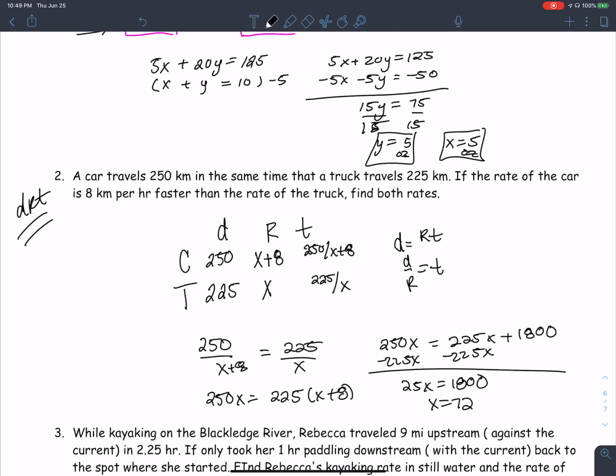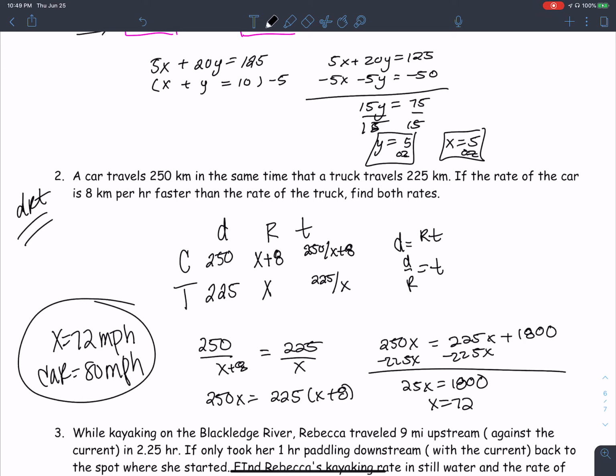Okay, so the truck is going 72 miles an hour, while the car is going 80 miles per hour. Okay, so you always keep blank what is the same in your table. Keep blank what is the same. Okay, let's do another one.